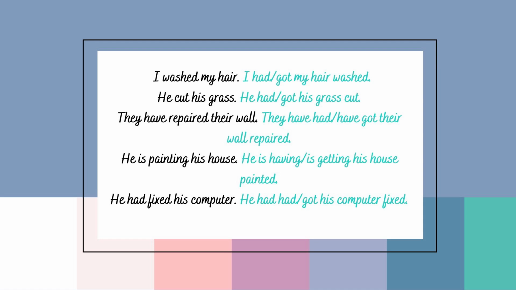They have repaired their wall. They have had or they have got their wall repaired. He is painting his house. He is having or he is getting his house painted. He had fixed his computer. He had had or he had got his computer fixed.